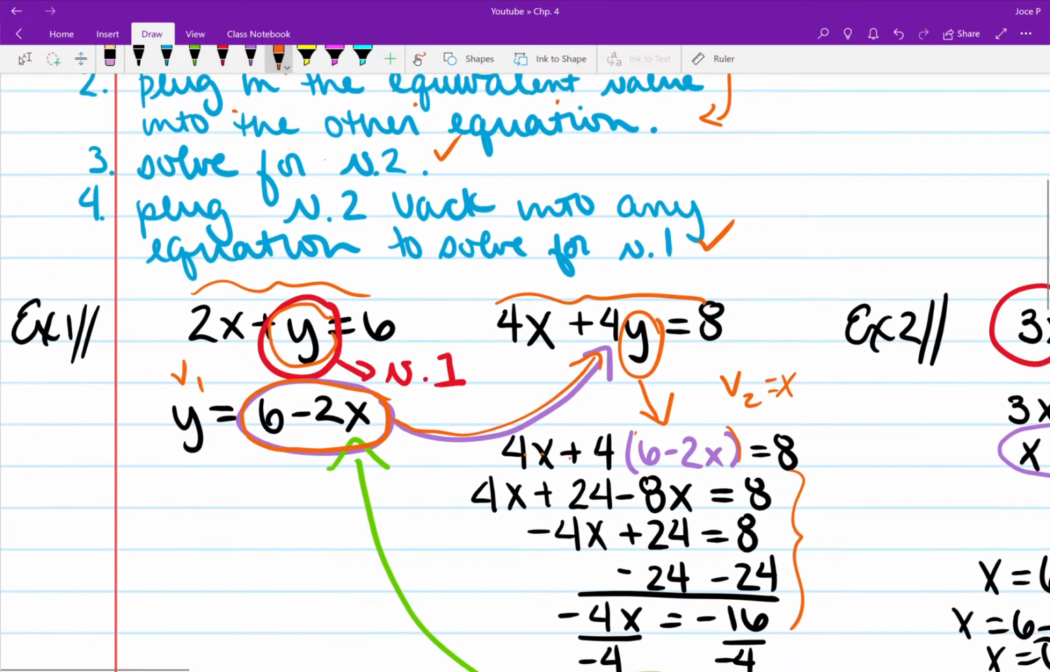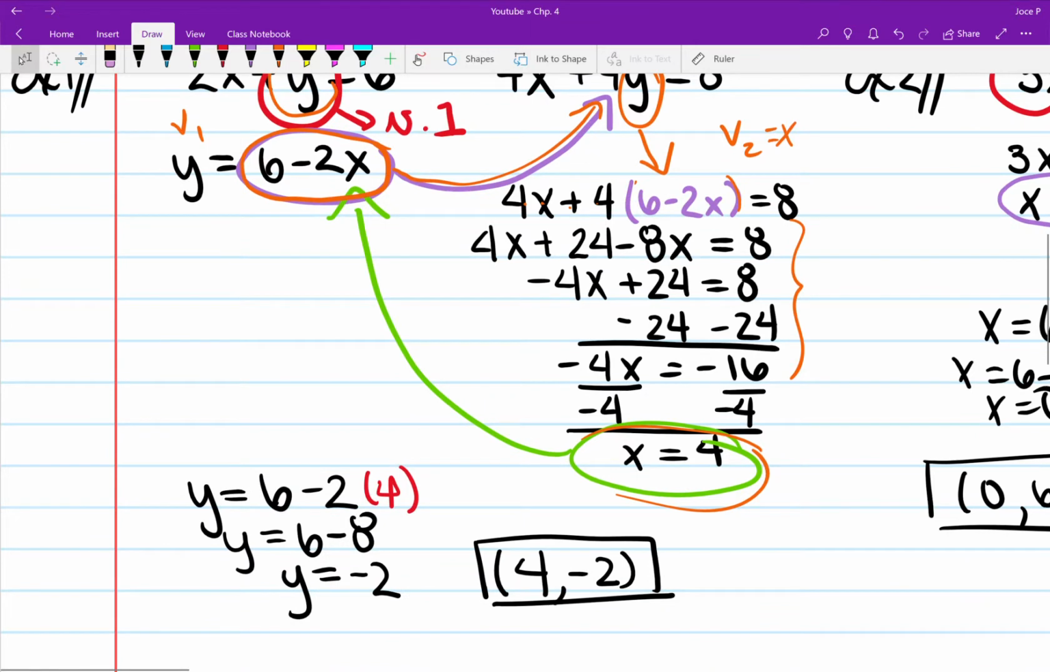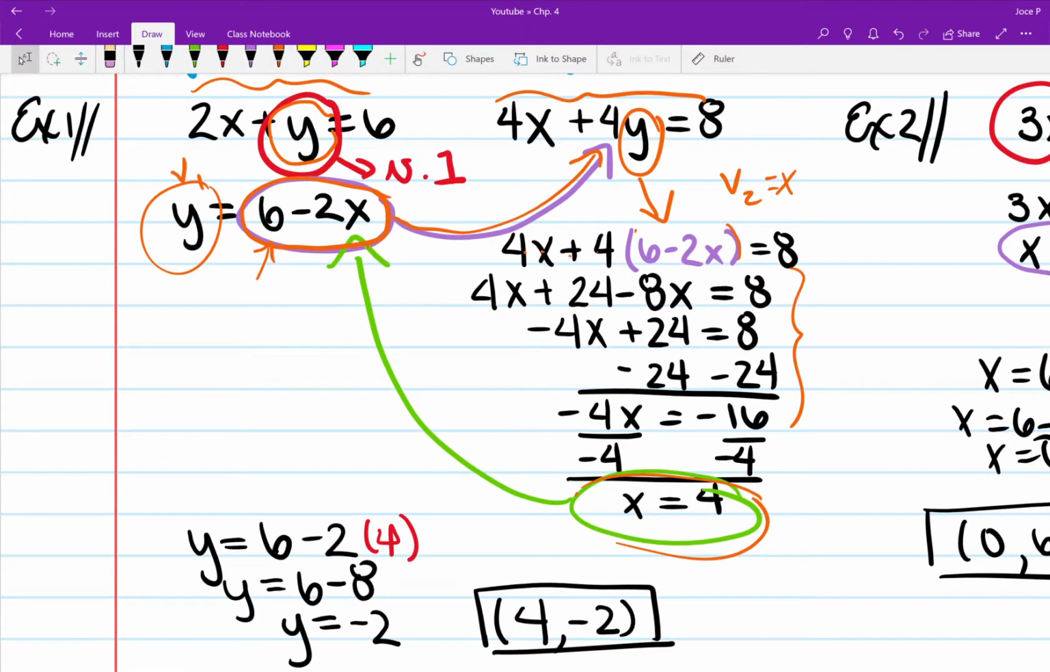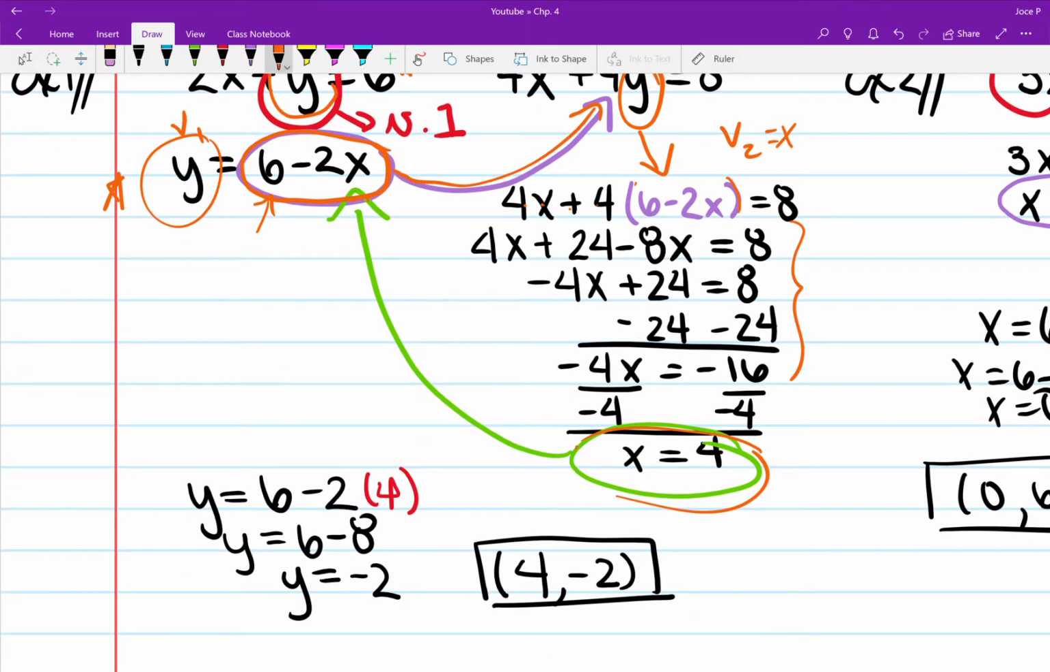Step 4, plug v2, which is x, back into any equation to solve for v1. Let's plug it back into this equation we had right here, because then y will easily be solved for. Again, there's no coefficients or anything. But when I say any equation, it could be this original one we started with, it could be this one on this side, and it'll be okay, or it could be this manipulated one that we had after step 1. So I'm choosing this one.